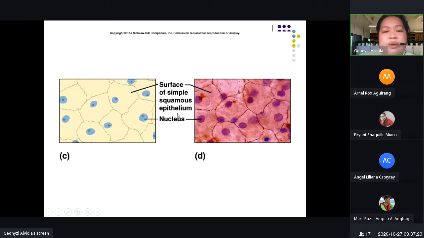Surface simple squamous epithelium, another view. Similar to the previous diagram but in side view. Now, top view of the cells. They look polyhedral. Sometimes in other diagrams they look hexagonal, or like piatos. Just imagine piatos.